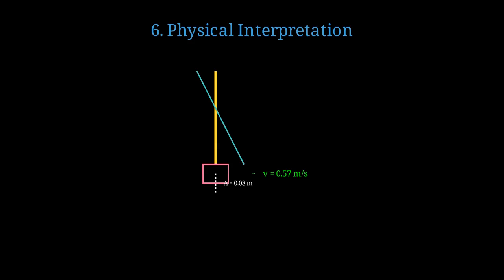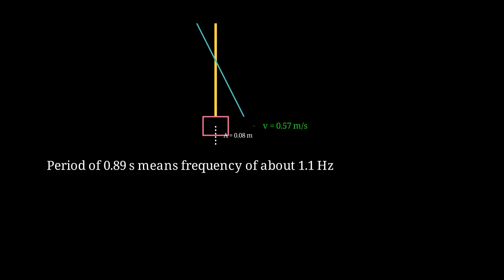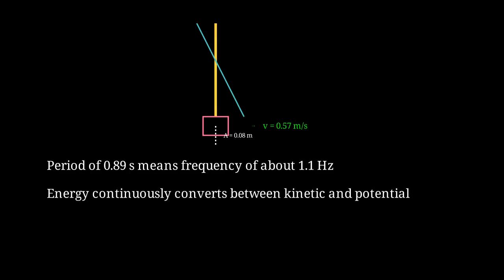Let's understand what these results mean physically. The mass moves fastest at equilibrium with speed 0.57 meters per second and oscillates with amplitude 0.08 meters. A period of 0.89 seconds means the system oscillates at a frequency of about 1.1 hertz, or slightly more than once per second. Throughout the motion, energy continuously converts between kinetic energy at equilibrium and potential energy at maximum displacement.